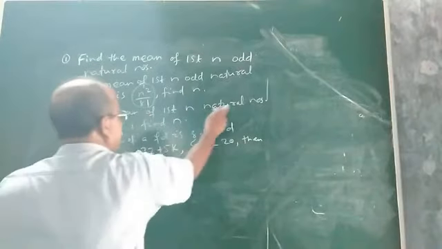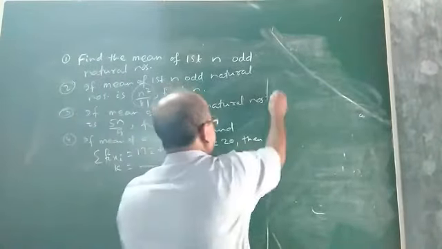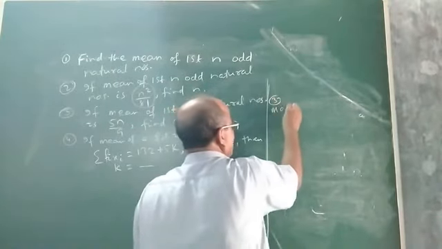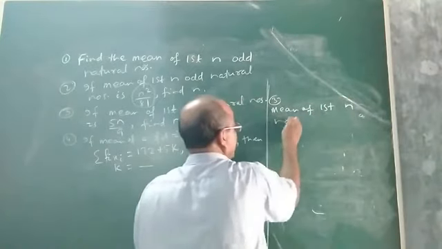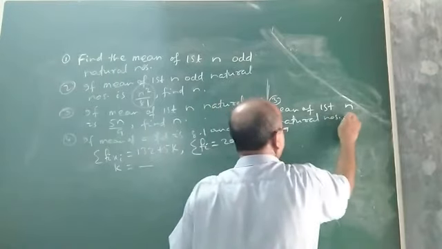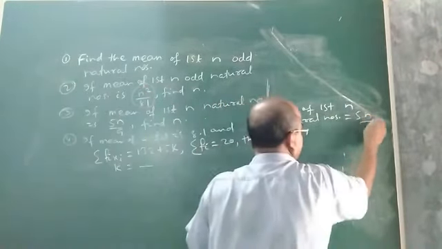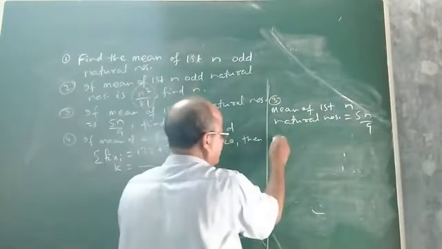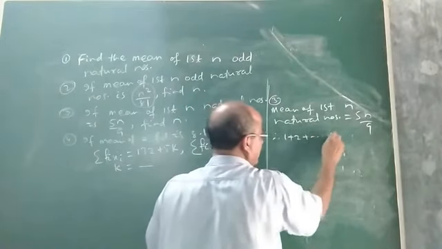Mean of first n natural numbers, not odd, it is natural numbers. Okay, you see. Question number 3, mean of first n natural numbers. What is given? It is given 5n by 9. Now we have to find what is the mean of first n natural numbers, that means 1 plus 2 plus up to n.